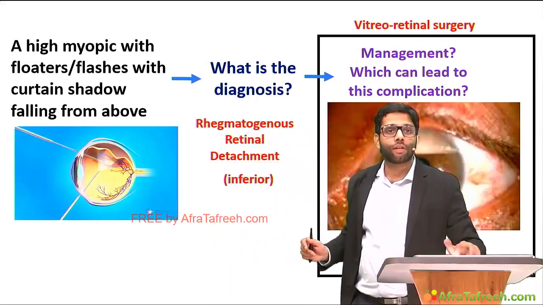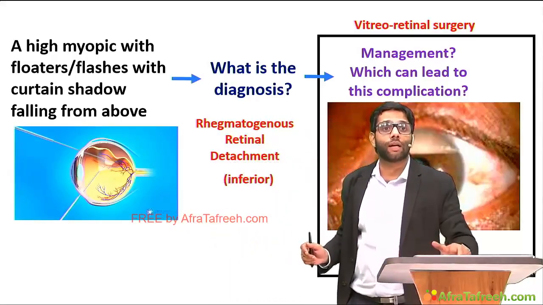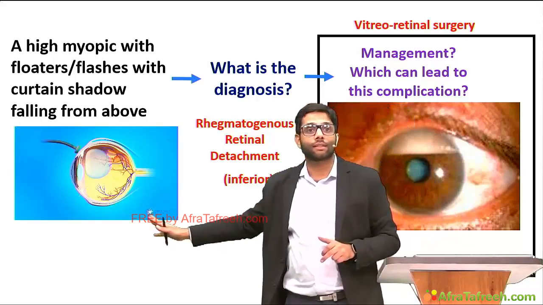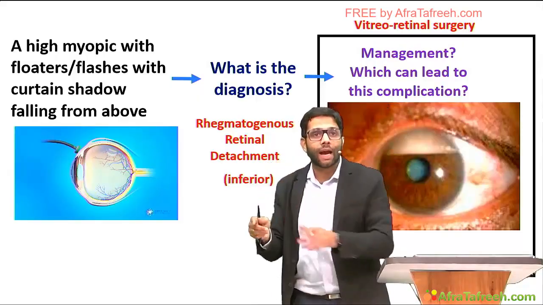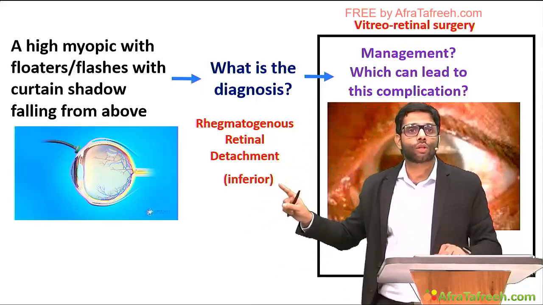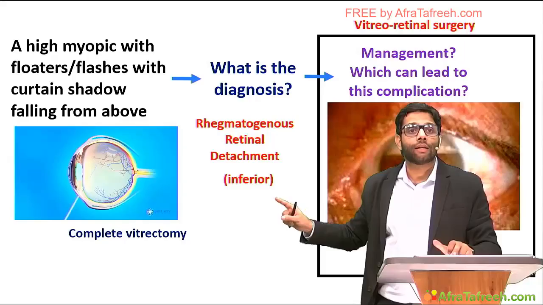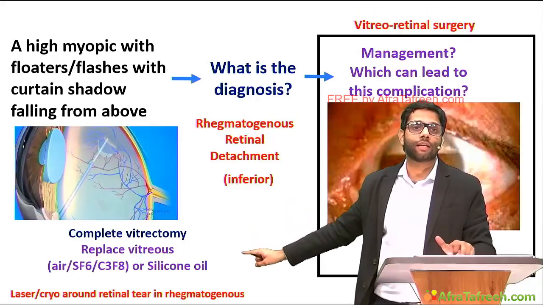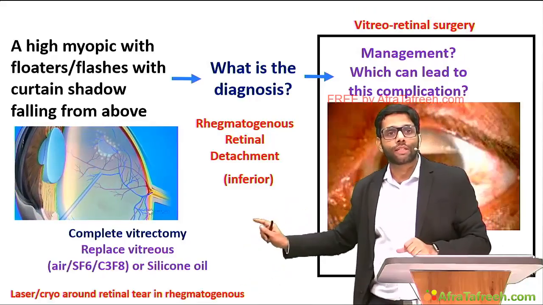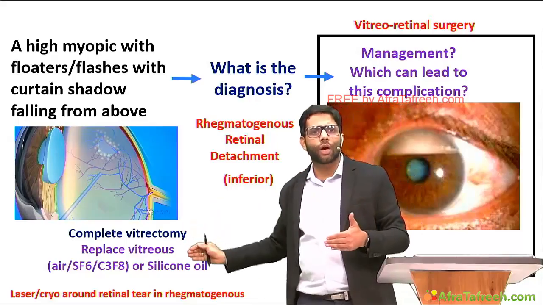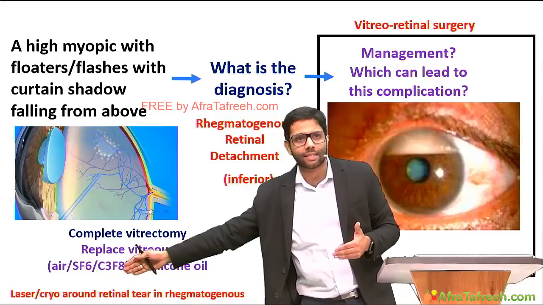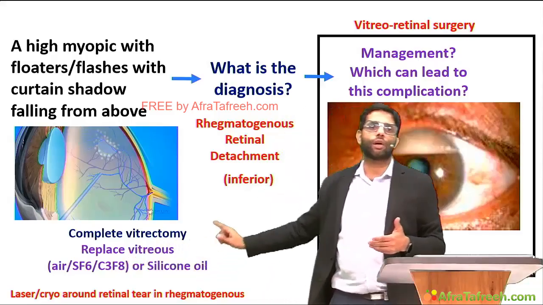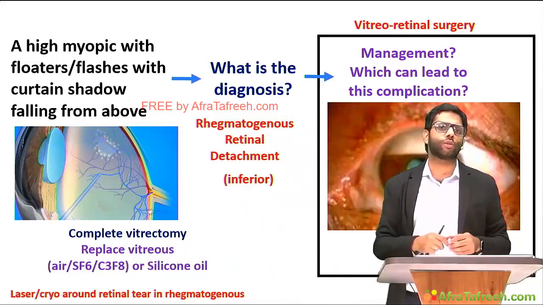If you take out the vitreous, you have to replace it by something. You replace by either oil or gas. Internal tamponade. That will cause the inner 9 layers to stick to the 10th. And in rhegmatogenous, you have to close the hole by either laser or cryotherapy. So 3 steps. Take out the vitreous, replace the vitreous by oil or air, C3F8 or gas like SF6, and laser and cryo around the retinal tear to close the retinal tear.